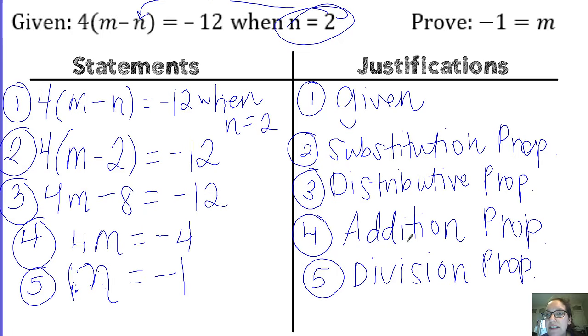The proof statement says negative 1 equals m. Those aren't the same thing. So that means we're not done with this proof. We have to add one more step. I'm going to switch it around so it says negative 1 equals m.